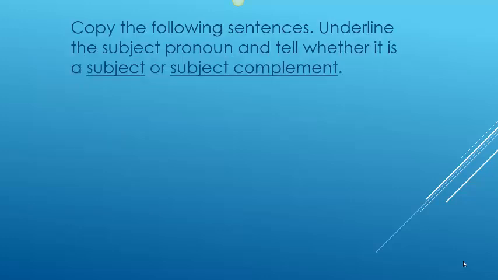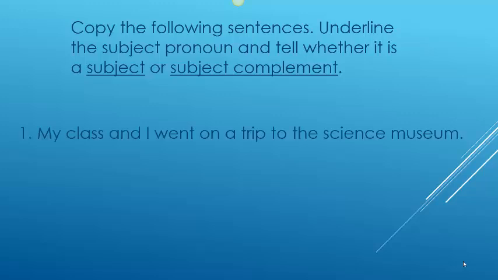So I'd like you to copy these 2 sentences. You're going to underline the subject pronoun in the sentence and then say if it's a subject or a subject complement. You can just write S or SC. The first one: my class and I went on a trip to the Science Museum. Underline the subject pronoun. Tell me if it's a subject or a subject complement.